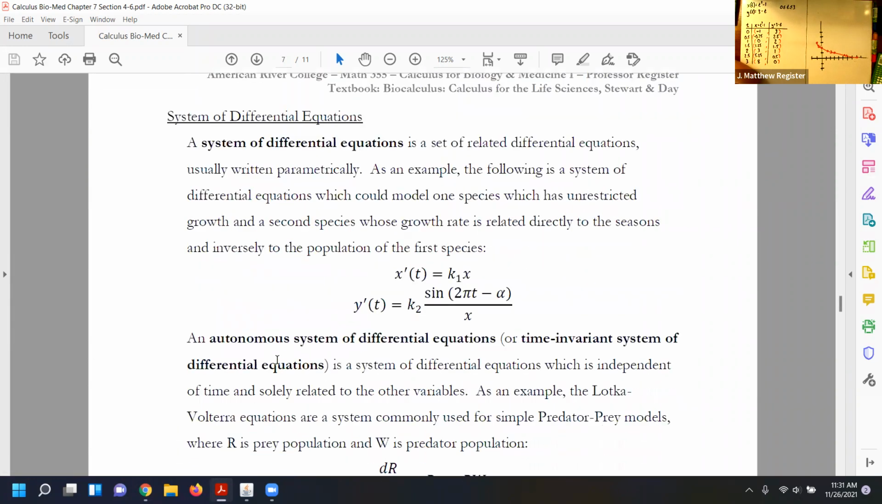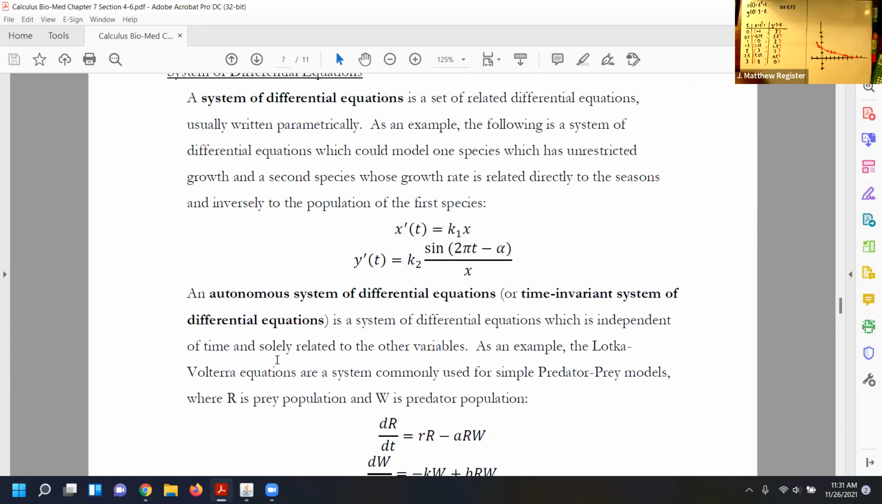And systems of differential equations are an extremely important thing. Systems of differential equations are used to model everything. That's what we were saying at the very beginning of today's lecture. The easiest way to understand them is in terms of parametric equations. But here's an example of a system of differential equations.